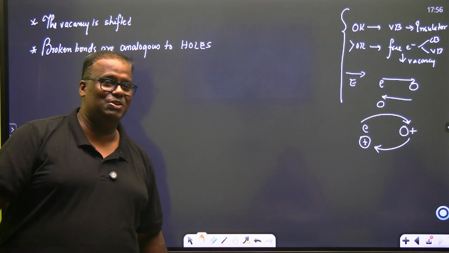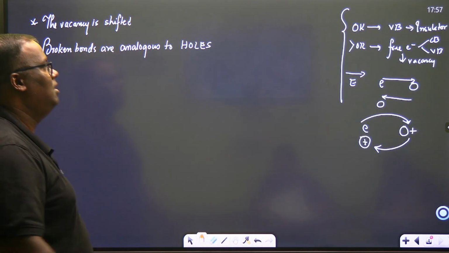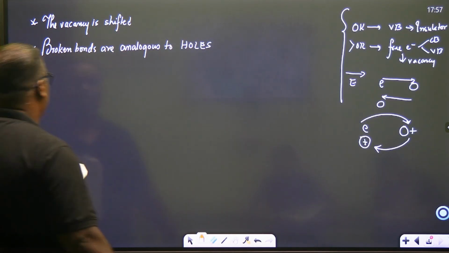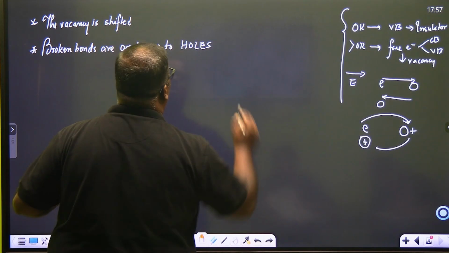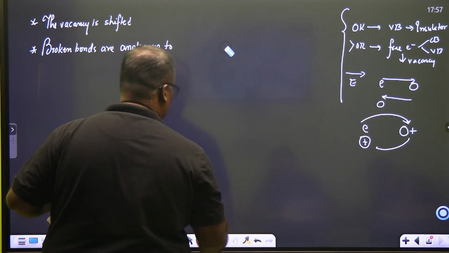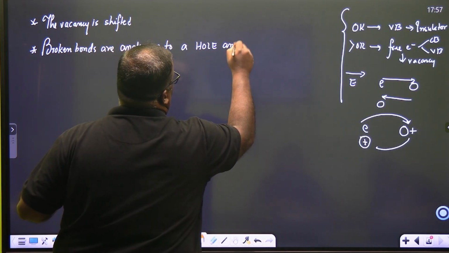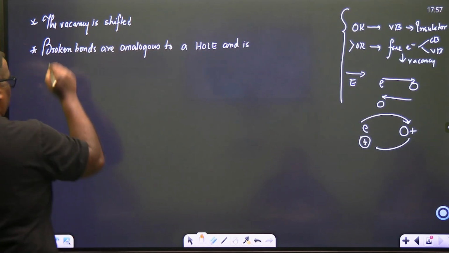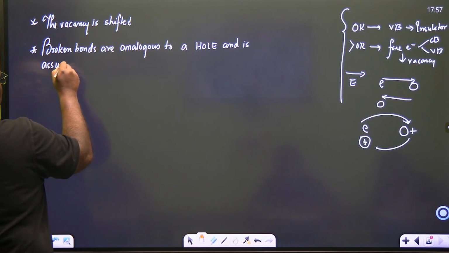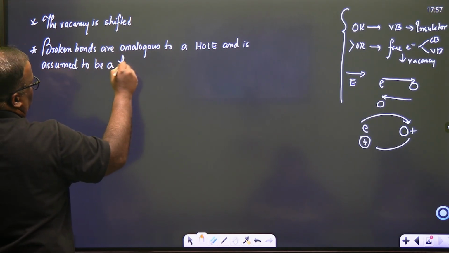Analogous. You have to understand it in that way. It's analogous. Okay, so the vacancy is shifted. A broken bond is analogous to a hole. We'll write it: is analogous to a hole, and is assumed to be a positive charge.